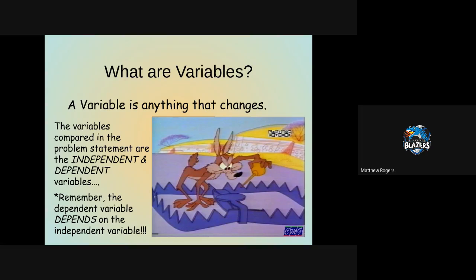One of the ones that we struggle with the most consistently on tests, national tests like ACT, SAT, and M-step, is variables. In an experiment, a variable is anything that you can actually change. Anything that you can change. And there's two kinds of variables: an independent variable and a dependent variable. The dependent variable depends on the independent variable.